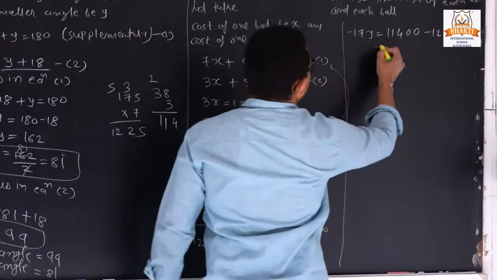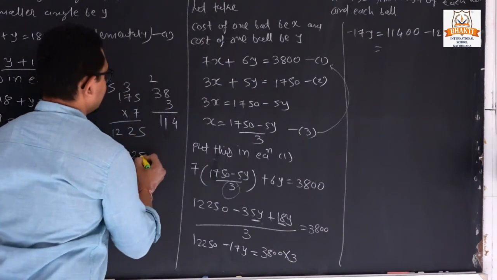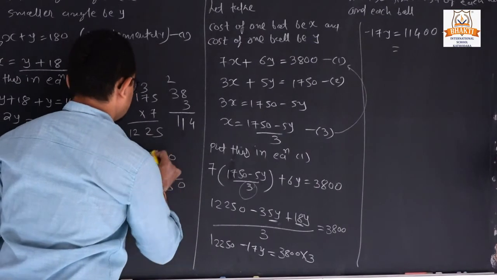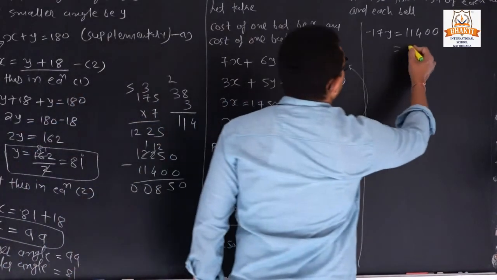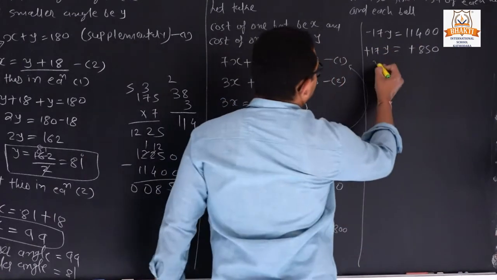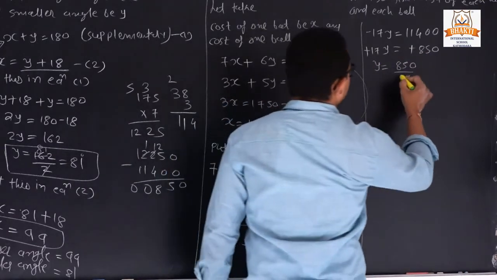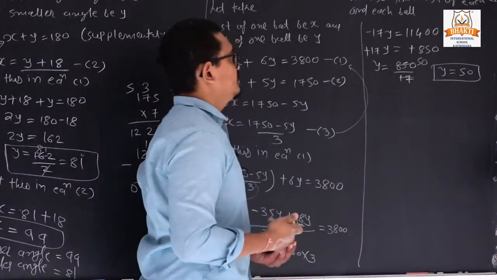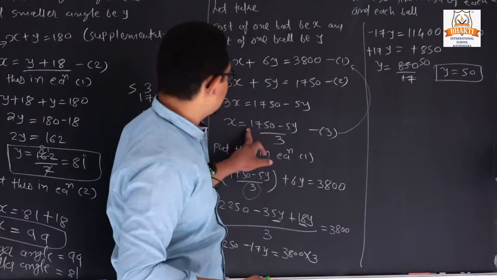250. So now 12,250 minus 11, so we can subtract that value. 11,400 minus 12,250, so it is minus 850. Minus minus becomes plus, y is equal to, this 17 is going to the second side, so it will be in division. 17 5s are 85, so what is the value of y? It is 50 rupees. Now next, we will put this y into equation number 3.